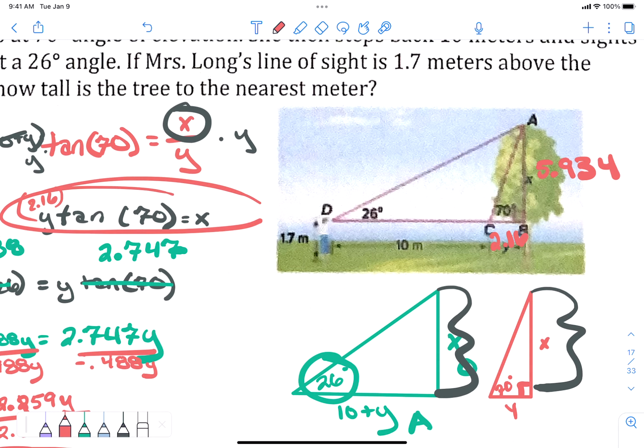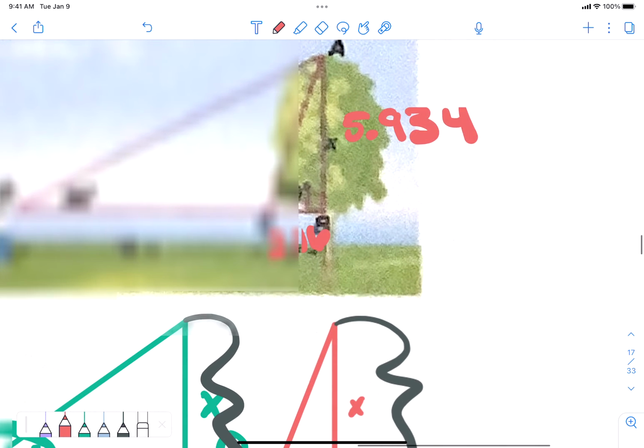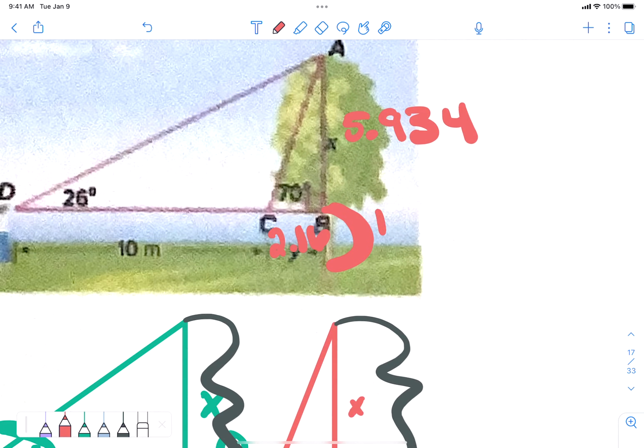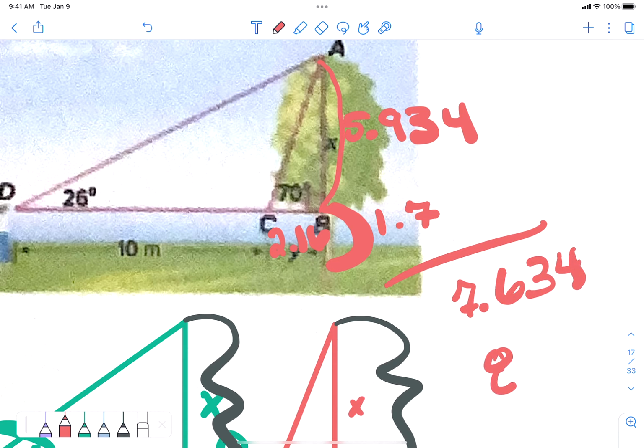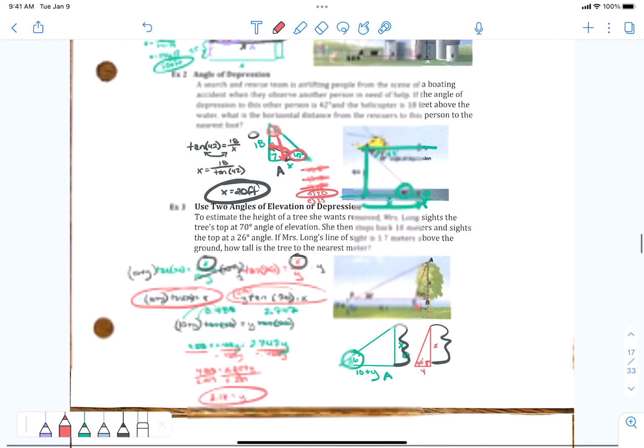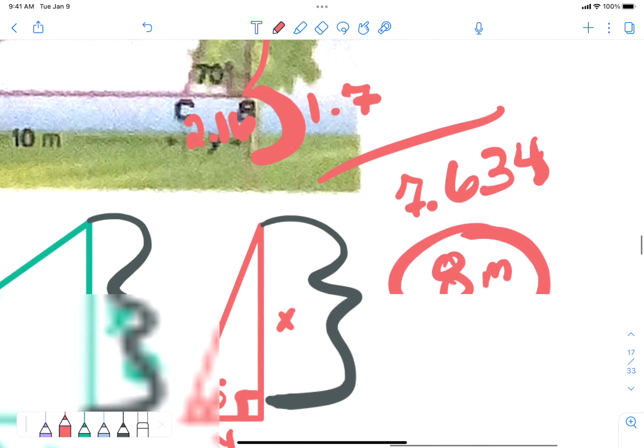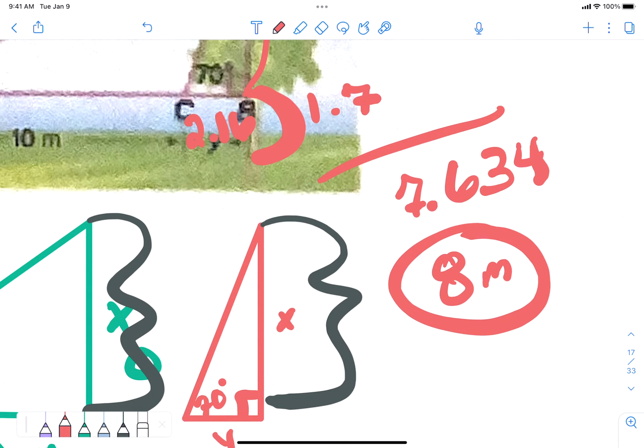That's not the height of the tree. Oh no, you add the 1.7. Yeah, 1.7 is her height. So 5.93 is just the height above her. So add the 1.7 and we have 7.634, or an 8 meter tall tree, because I think they want to round to the nearest meter, right? To the nearest meter. 8 meter tree. Woo, that was a lot of steps. Do you see why that's bonus? Holy cow, that's crazy.